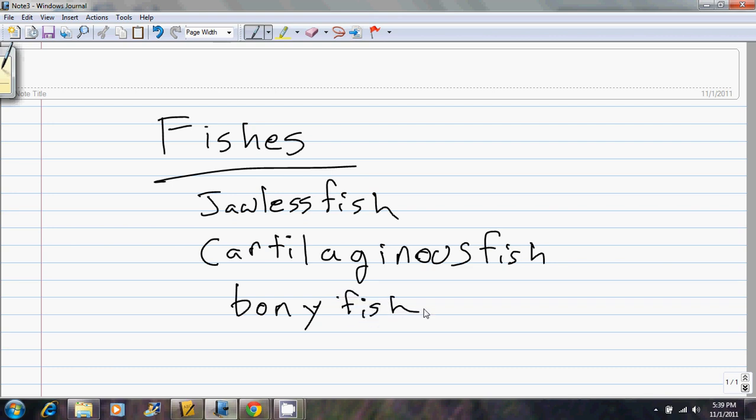Let's talk about each of these. Now, when we're talking about jawless fish, obviously we know what a jaw is. I'm using my jaw right now, and that's the part that opens and closes the mouth. Well, you have two different types of fish that don't have that. You have the lampreys, and then you're also going to have the hagfish.